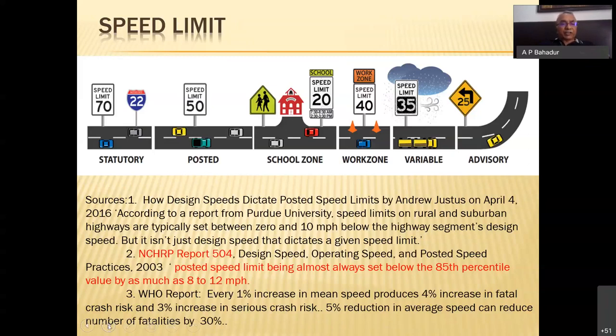Unfortunately, the notification by the ministry is also really faulty, I should say. For an expressway, the design speed is 120 kilometers per hour, and the maximum speed allowed is also 120 kilometers per hour, which is highly unsafe.